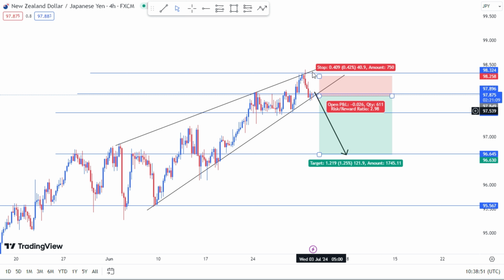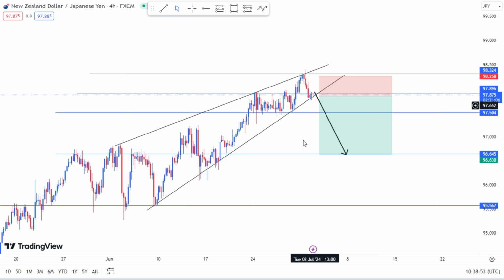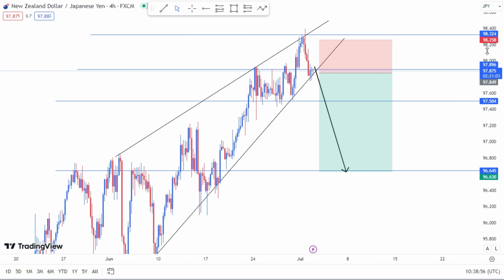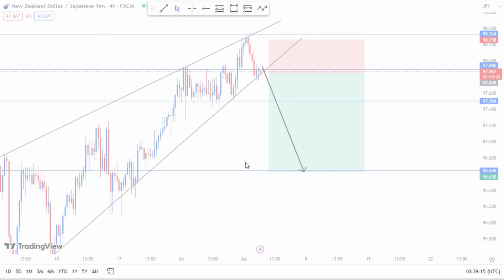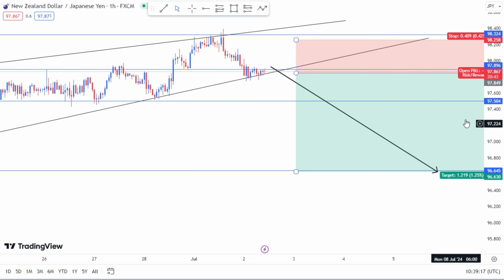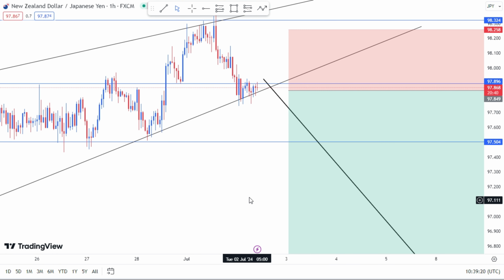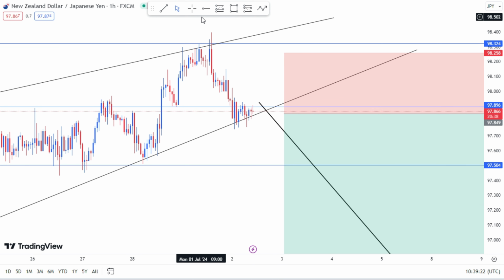So it's possible for you to enter this trade, but you all have to wait for a break on the trend line, a close below the trend line, and it's supposed to be a close on the 4-hour time frame, not on the 1-hour time frame. I hope it makes sense. If we move into the 1-hour time frame, we can see that the market is just resting all over there. There's nothing much going on on the 1-hour time frame.